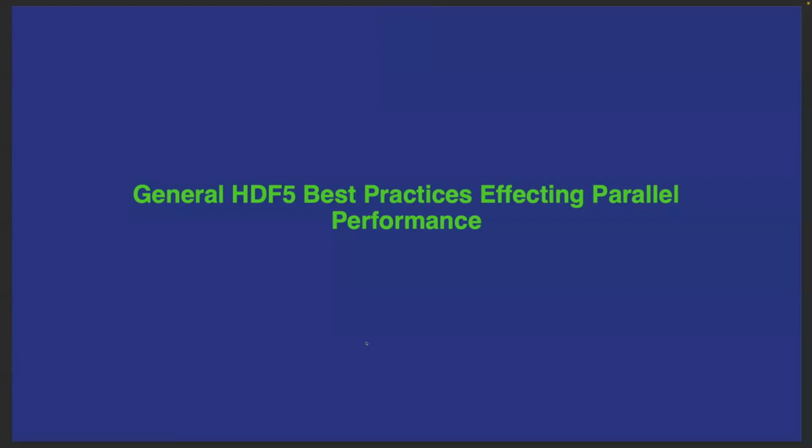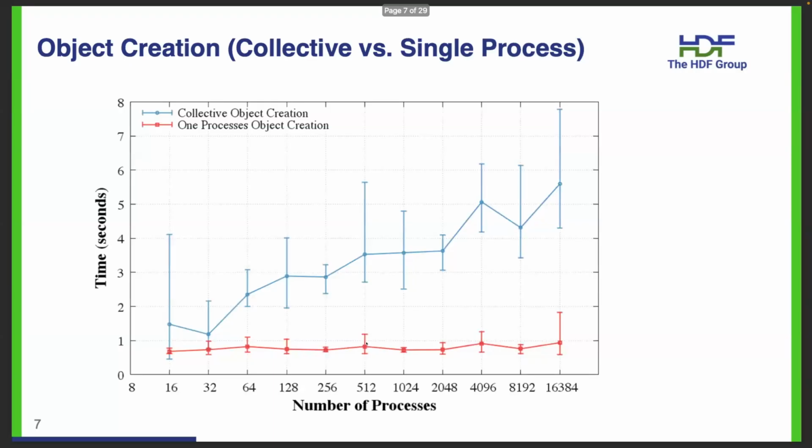So, some best practices affecting parallel performance. A lot of issues that we come across is whether you should create all your groups, data sets, data types, all that stuff in a collective mode, or just do it on a single process. You would open a file in a single process, create all your data structures, and then close the file, and then reopen in parallel and just write all the raw data in parallel.